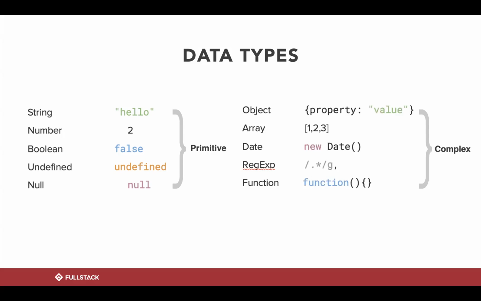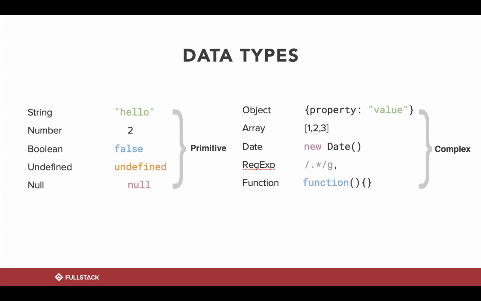Then we have some complex data types. Just for reference, you won't have to know all of these at once. Some of these are outside the scope of this class, but we'll go through each of these one by one. You have objects, which can store multiple values. They store them in what are called key value pairs. It's similar to a dictionary. A dictionary has a bunch of words, and if you go to a word in a dictionary, you'll find a definition. So that word is a key and the definition is a value. That's similar to how an object works.